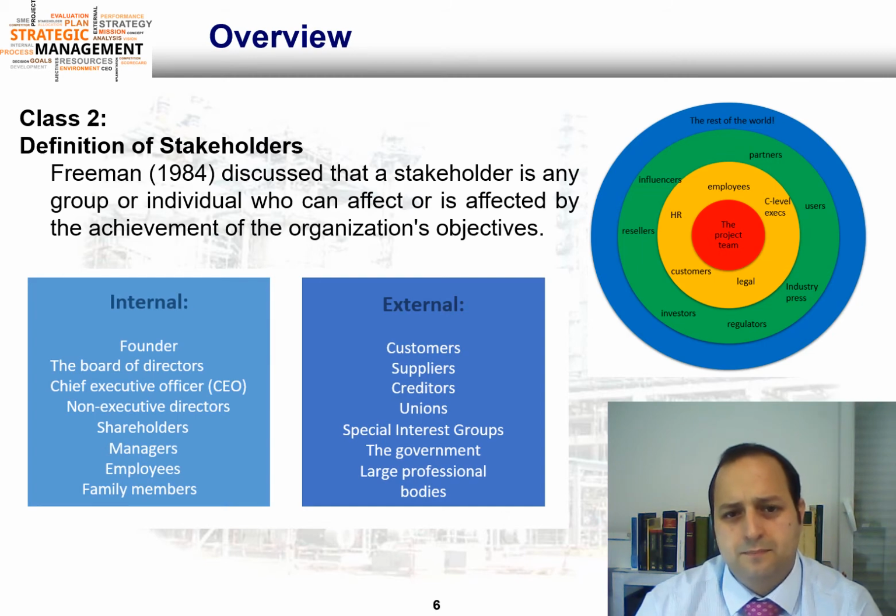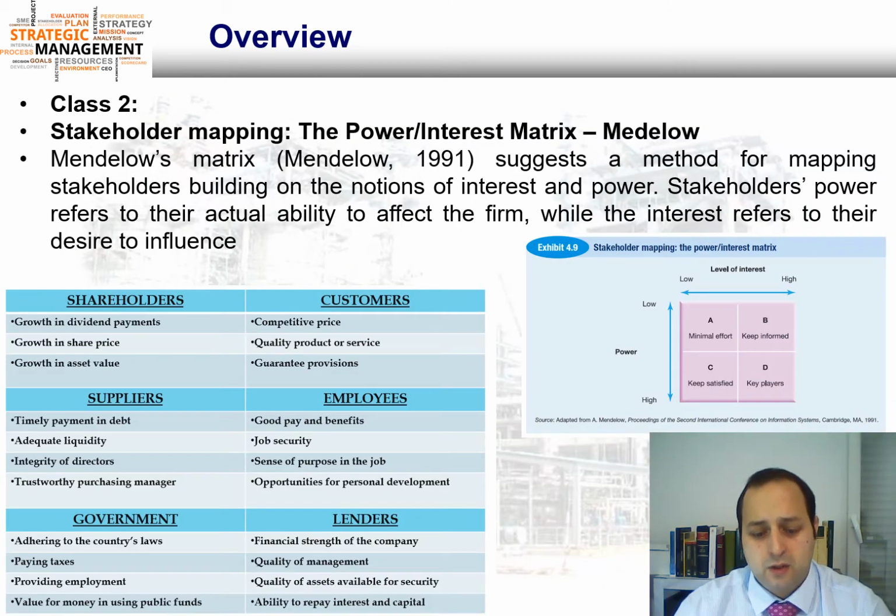And very important, in class 2, we spoke about the Mendelow's matrix, which is a very important tool in strategic management used for classifying the stakeholders depending on the notions of power and interest. When we speak about power, we refer to their actual ability to influence the company, and when we speak about interest, we refer to the stakeholders' desire to influence the company.